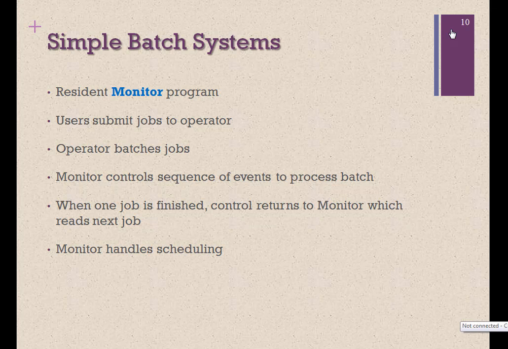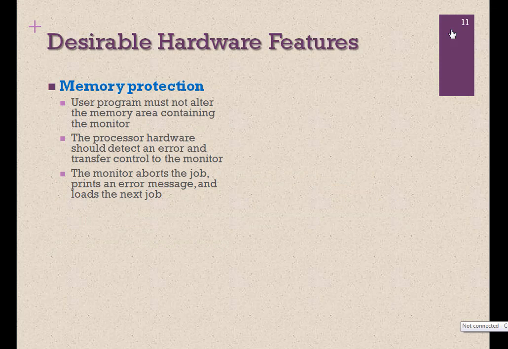A simple batch system uses a resident monitor program. Users submit jobs to operators, who batch them, and the monitor controls the sequence of events to process the batches. When one job is finished, control returns to the monitor, which reads the next job.